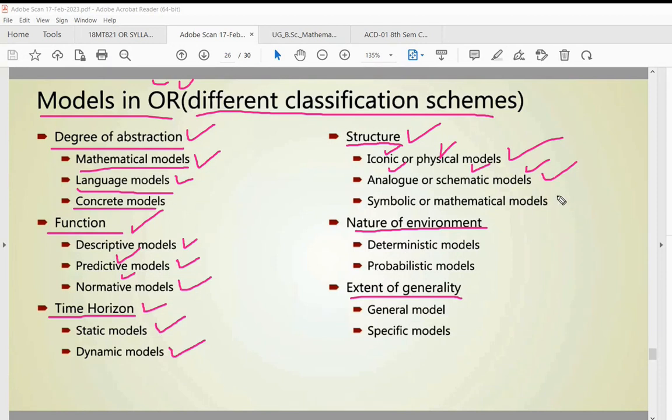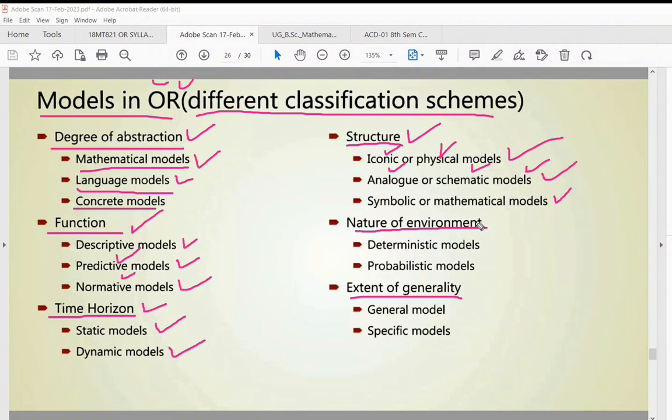Then the third one is what? Symbolic and mathematical models. Here, from an operational point of view, many parameters are present. Then obviously we are going to measure those parameters in a complex operation, so we define those in the form of mathematical expressions or equations. Those types of models are called symbolic or mathematical models. These models are most commonly used in OR.